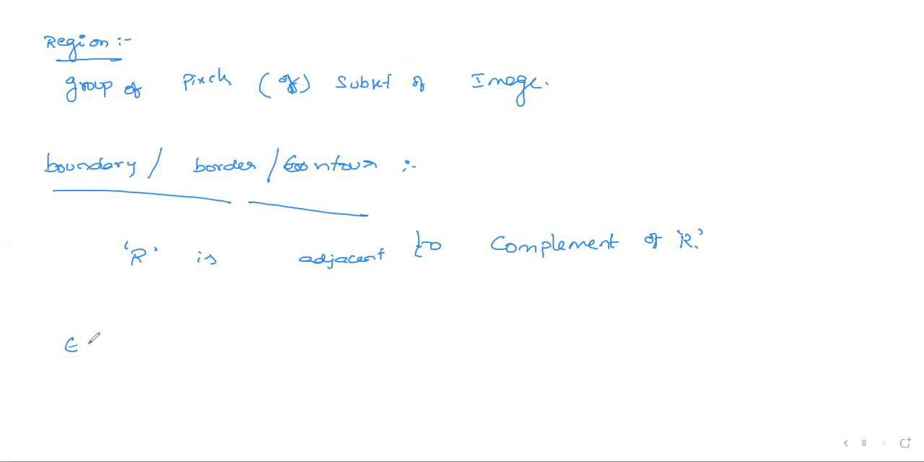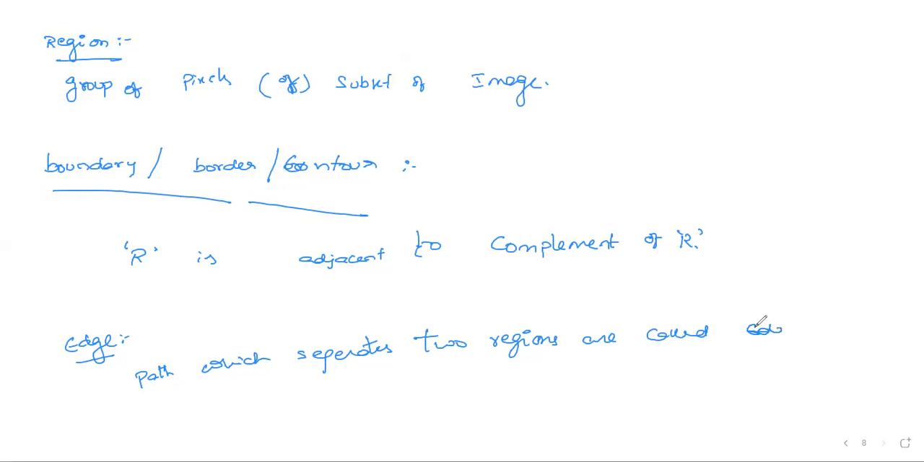Okay. Next, edge means a path which separates two regions, called edges. And last one is distance measure.